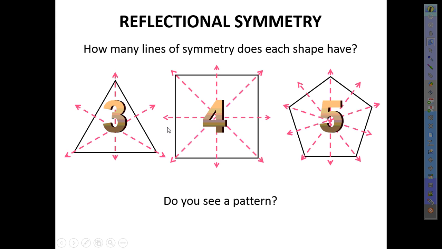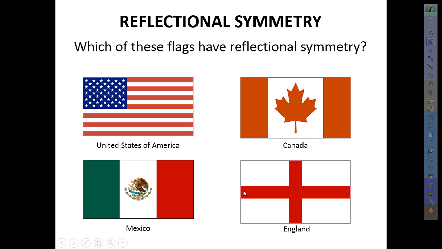These polygons, they're regular polygons, meaning that all their sides are the same and all their angles are the same. When you have regular polygons, however many sides you have is how many lines of reflectional symmetry that you have.